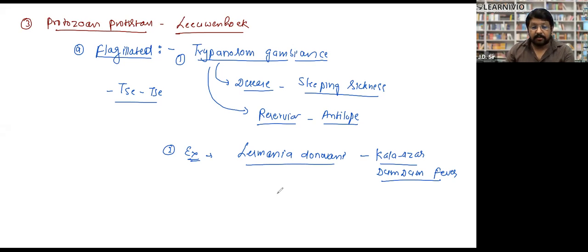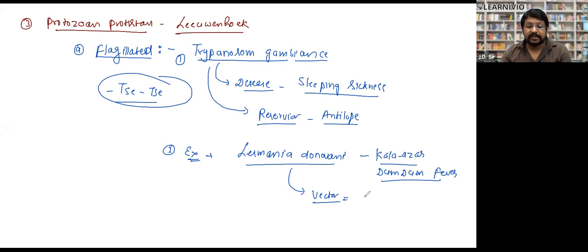Kala azar or dum-dum fever is spread by a vector, and that is also a fly. Here it was the tsetse fly, here it's the sand fly. So the sand fly is a fly which spreads this pathogen and causes dum-dum fever. So these are the two examples.